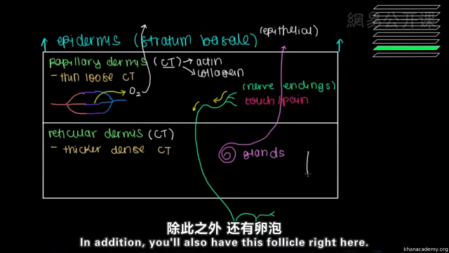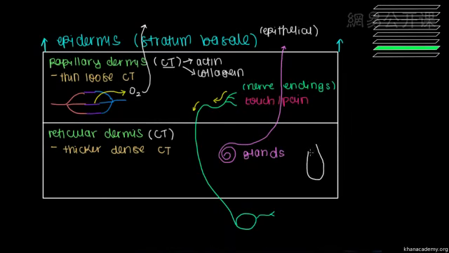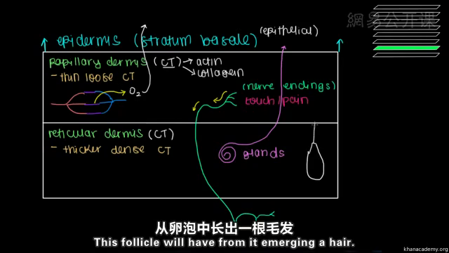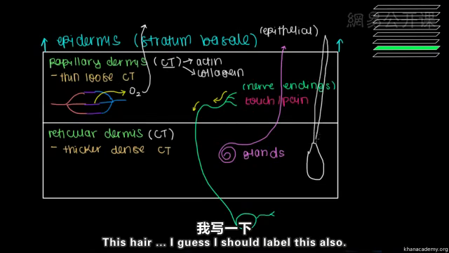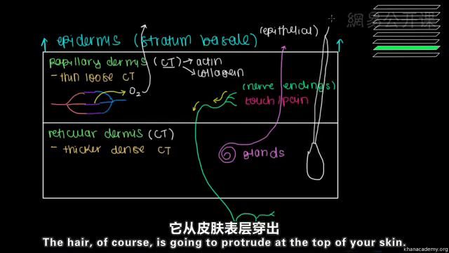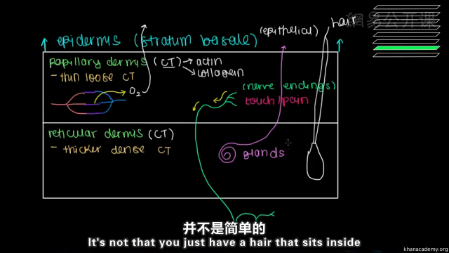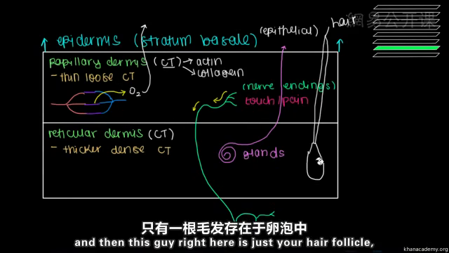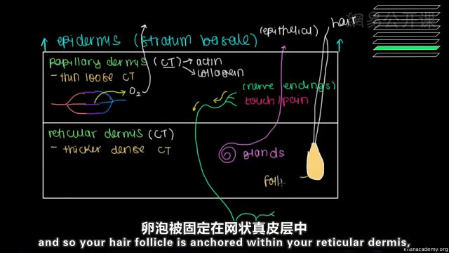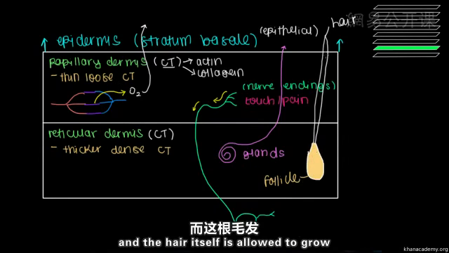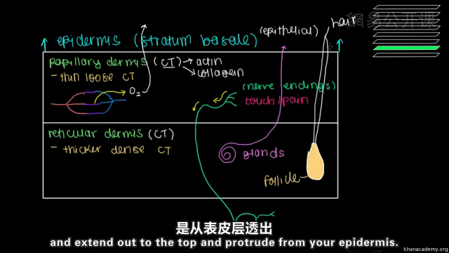In addition, you'll also have this follicle right here. This follicle will have a hair emerging from it. This hair, I guess I should label this also, the hair, of course, is going to protrude at the top of your skin. It's not that you just have a hair that sits inside. And then this guy right here is just your hair follicle. And so your hair follicle is anchored within your reticular dermis, and the hair itself is allowed to grow and extend out to the top and protrude from your epidermis.